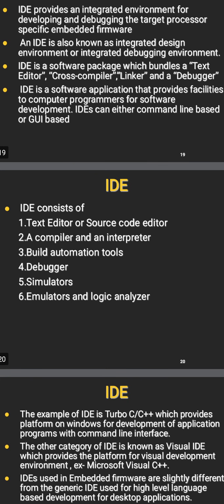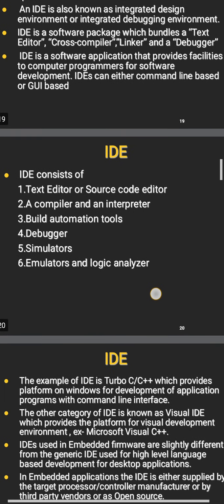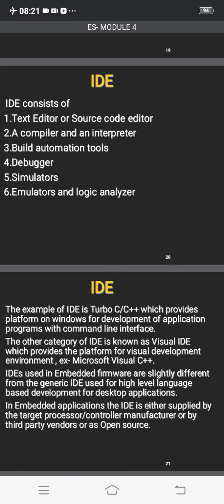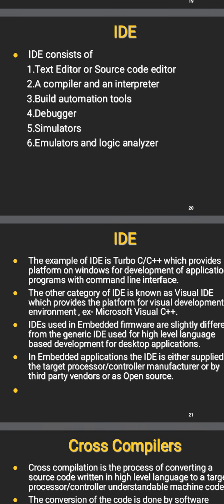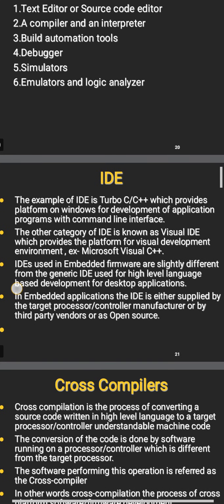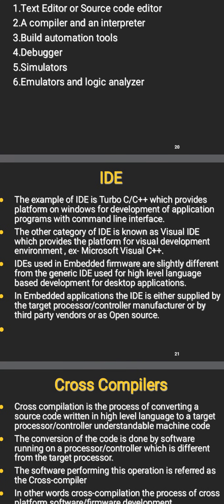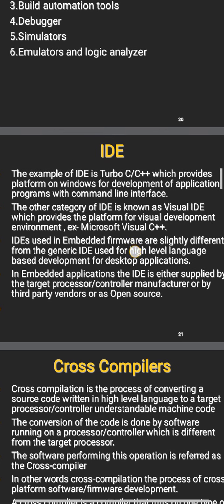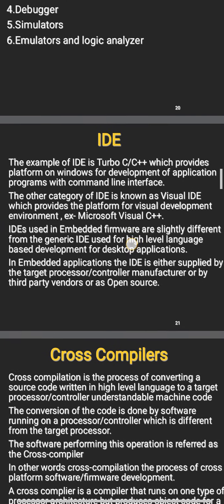Normally an IDE consists of a text editor, a source code editor, a compiler, an interpreter, a built-in automation tool, debuggers, simulators, emulators, etc. The difference between a generic IDE and an IDE for an embedded system application is that for embedded system applications, the IDEs are either supplied by the target processor or controller manufacturer or by a third-party vendor.